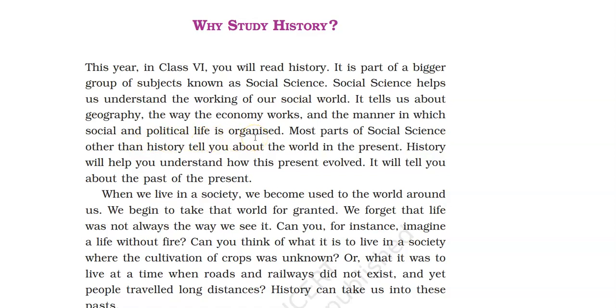In social science, we are going to study the working of the social world, and also geography, the economy, and even social and political life. This social and political life, sometimes we consider as polity, how the administration works. Now most parts of social science other than history tell you about the world in the present. History will help you understand how this present evolved. It will tell you about the past of the present.